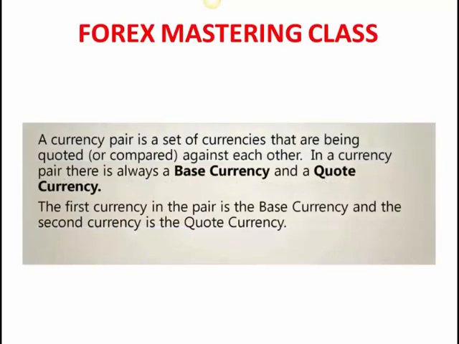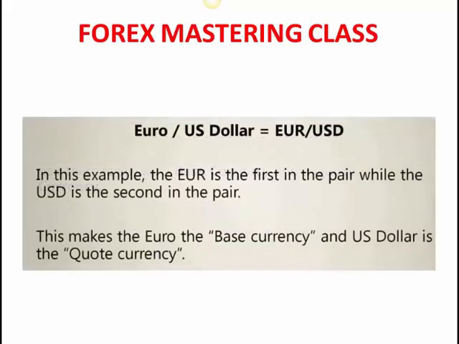So a currency pair is a set of currencies that are being quoted or compared against each other. In a currency pair, there is always a base currency and a quote currency. The first currency in the pair is the base currency, and the second currency is the quote currency. So what do we mean by base and quote? As I told you before, currency pairs appear together, and we'll be seeing more of them now. The first one on the left is called the base currency. The second one, on the right, is called the quote currency. Let's know more about them.